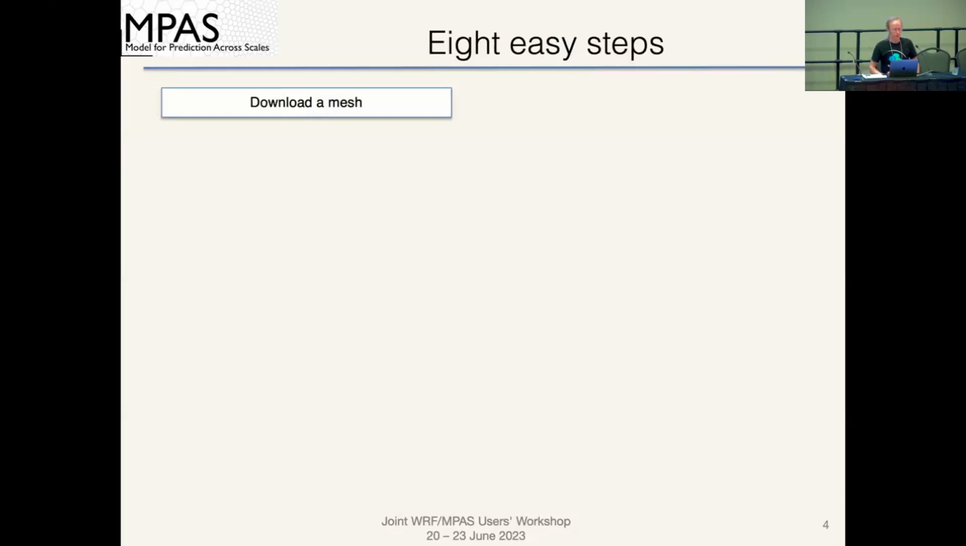So all right, there are 8 easy steps. I had a different title slide, but I decided to try to be a little more serious this morning. But there are kind of 8 easy steps, in the most general sense, to running a regional MPAS simulation. And the first one is somewhat different from what you would do with the WRF model.